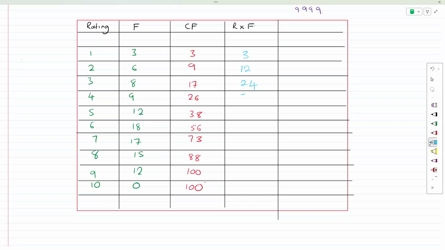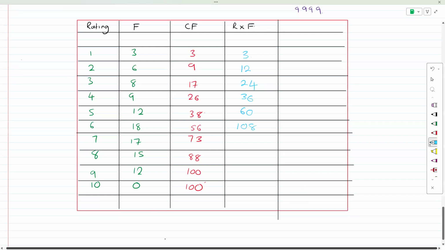9 times 4 is 36. 12 times 5 is 60. 18 times 6 is 108. 7 times 17 is 119. 15 times 8 is 120. 12 times 9 is 108, and that's 0.